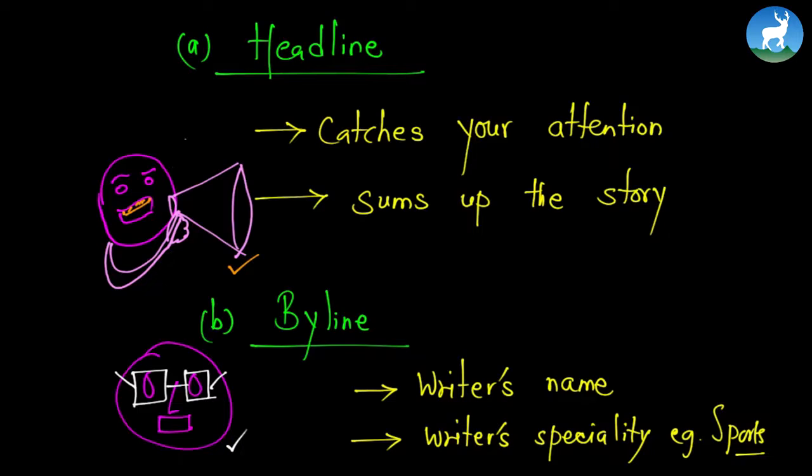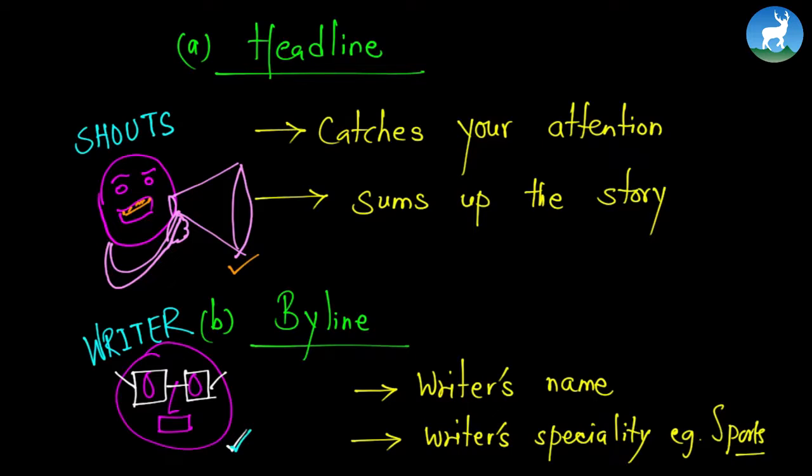So what does a headline do? A headline shouts at you, yells at you. It catches your attention. It sums up the story. A byline is all about the writer. Maybe the writer is a sports writer, or maybe a crime writer. So the byline tells all about the writer. The headline shouts. The byline gives you information about the writer.